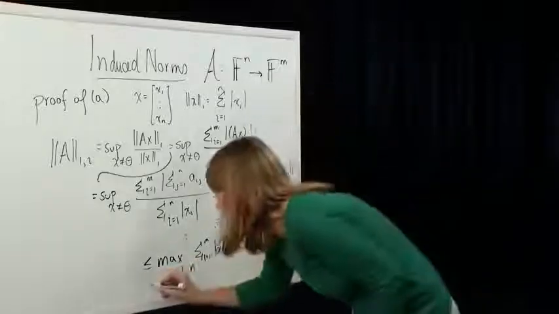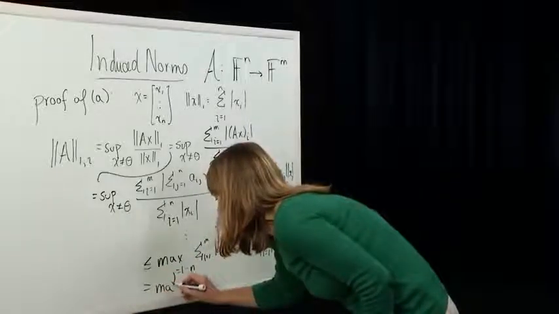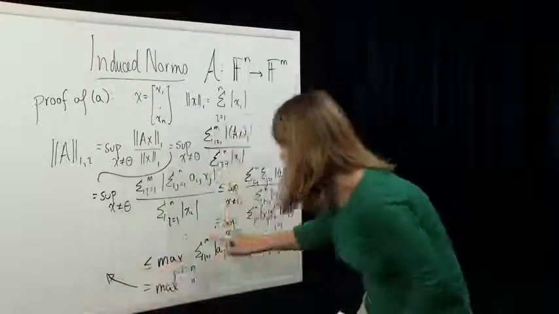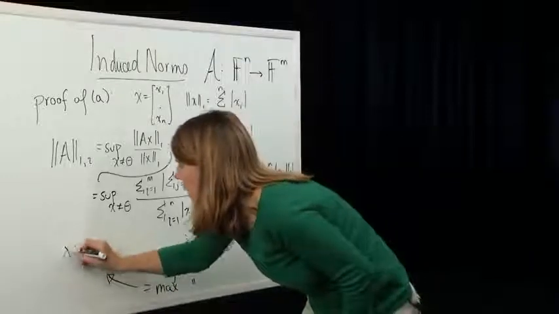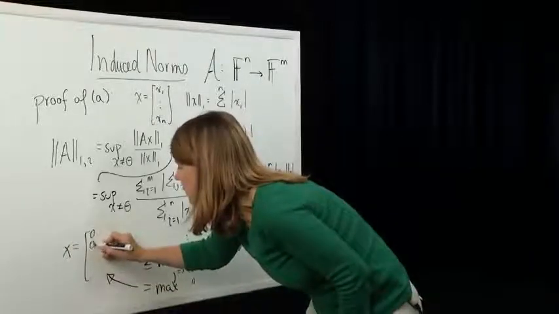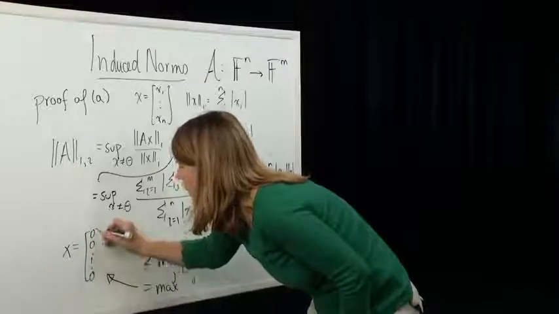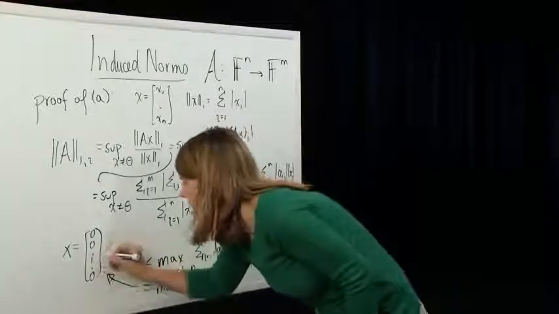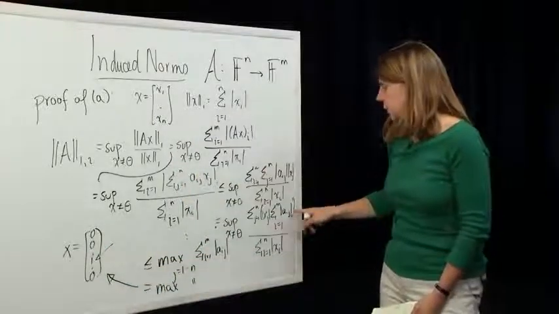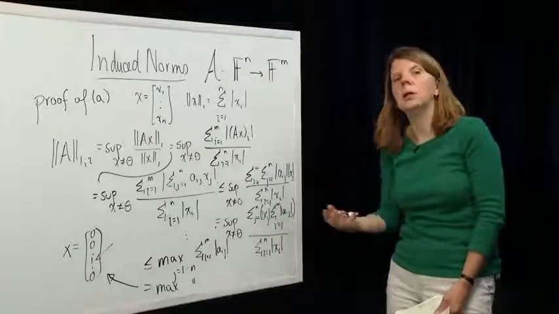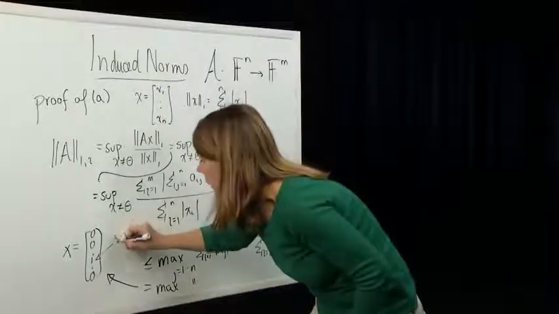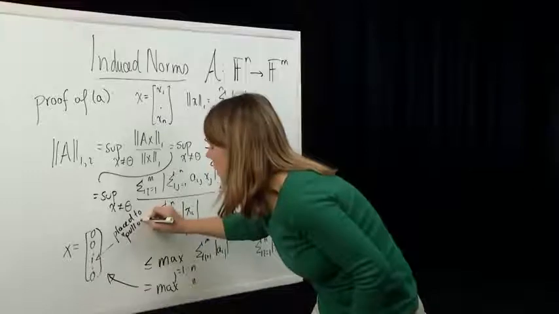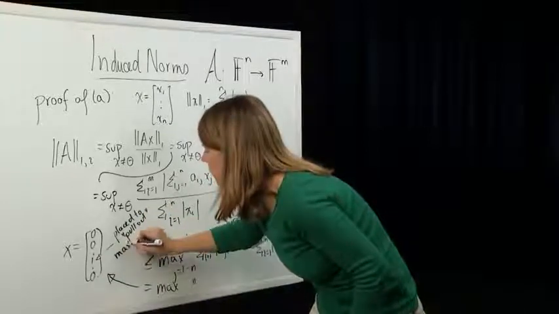And so we get, for example here, equality. I'm just going to say it's equal to the max if the x that I chose in the supremum is a vector which is all zeros except a 1 in the row where 1 picks out the max column sum. So this 1 here is placed so that when you perform this multiplication, you're pulling out the max column sum.